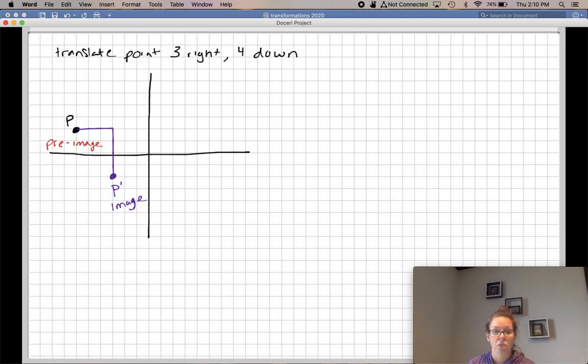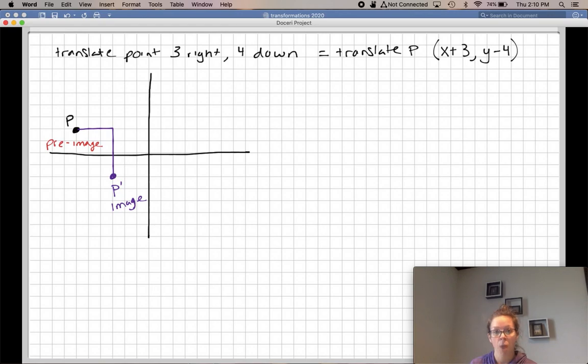And so in this, we took point P and we moved it 3 spots right and 4 spots down. Another way that we could word this transformation, instead of saying 3 spots right and 4 spots down, would be to say that we are going to translate P, and then we could say x plus 3 comma y minus 4.